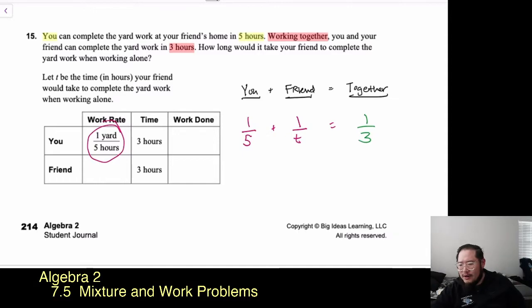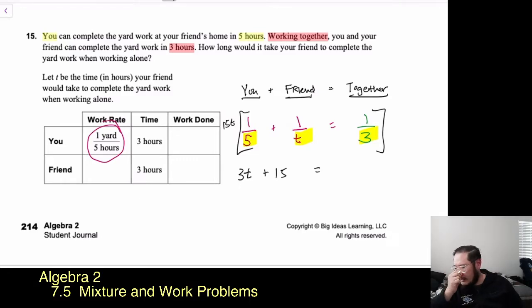In order to do that, we've got to figure out, what is our LCD? We have 5, t, and 3 in our denominator. The LCD, or lowest common multiple, for 5 and 3 is 15, and then we have that t there, so our LCD is 15t. We're going to multiply each and every term by 15t. So 15t times 1 over 5, the 5 and the 15 reduce, and I'm left with just 3t. 15t times 1 over t, the t's will cancel out, and then it's plus 15. And finally we have 15t, that'll reduce with the 3, and we'll be left with 5t.